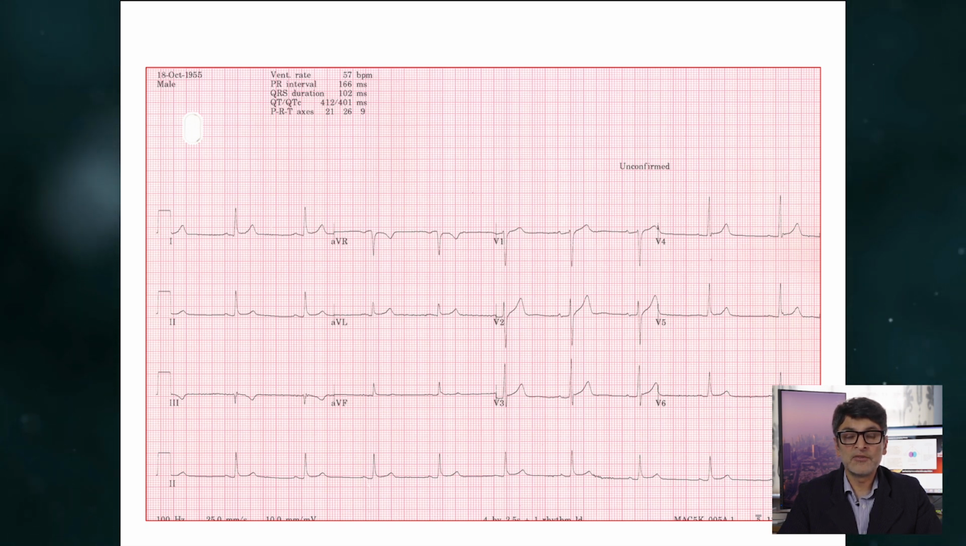And clearly the QRS is narrow here, and if you look at the top where there's an automated readout, the QRS duration is calculated at 102 milliseconds, which is less than the 120 milliseconds to classify it as a broad QRS, so a narrow QRS.